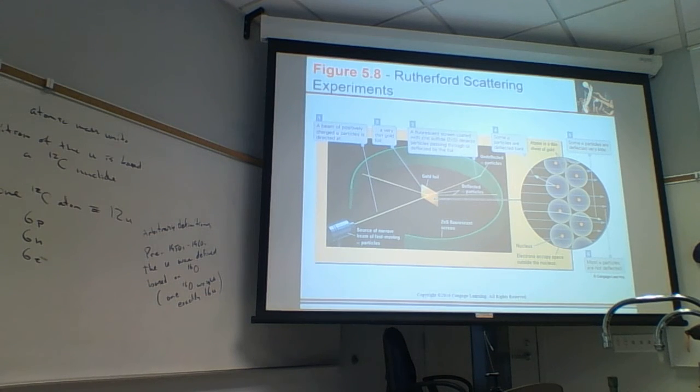This is another name you should be familiar with. J.J. Thomson was one, J.J. Thomson for the electron. And you should know this name, Rutherford. We usually associate it with gold foil, so we call this the Rutherford gold foil experiment.